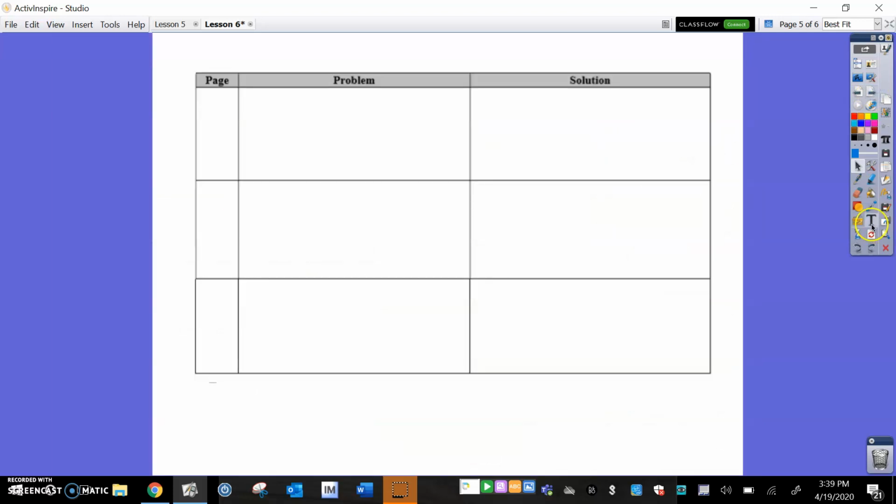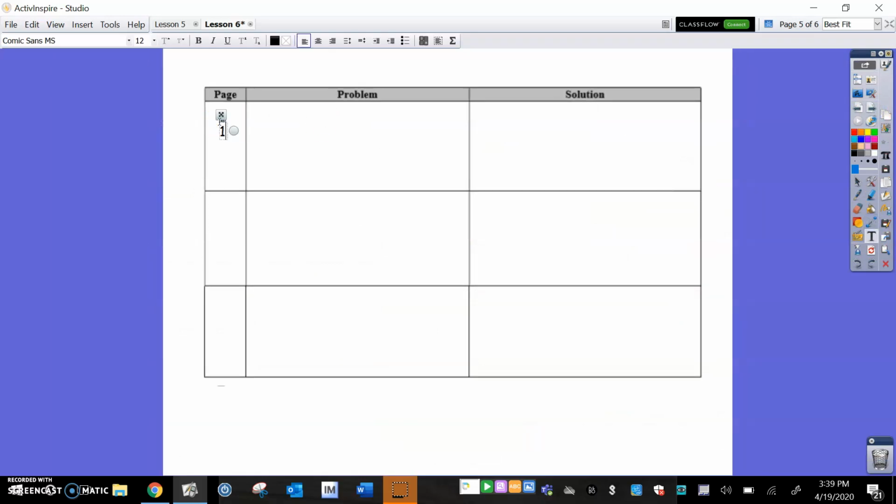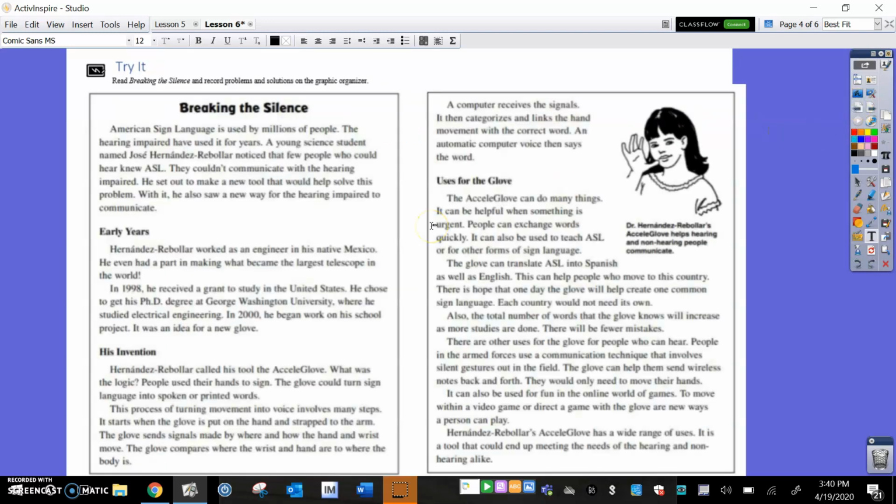All right, so I'm going to call this page 1. And the problem is the hearing and hearing impaired could not communicate with each other. Now I need a specific solution to solve this problem. He's at a brick wall. He doesn't know what to do, and there's no clear solution for this.